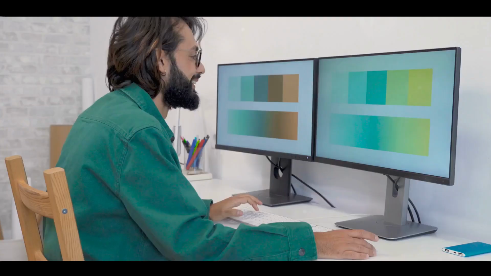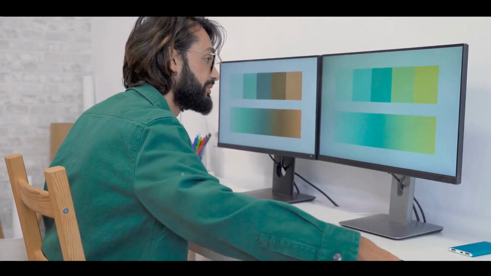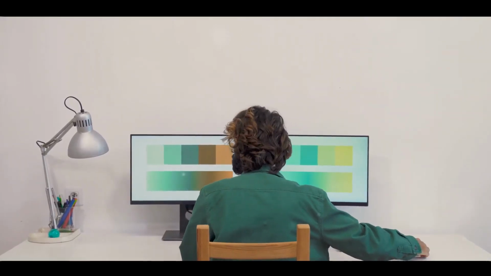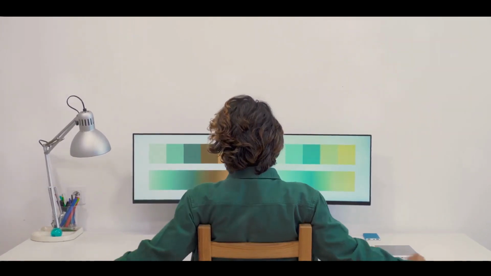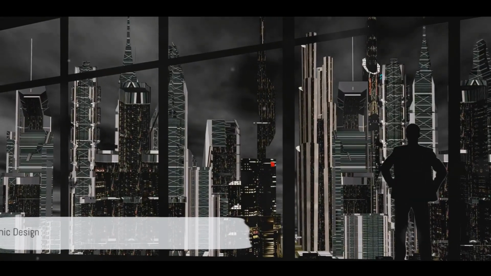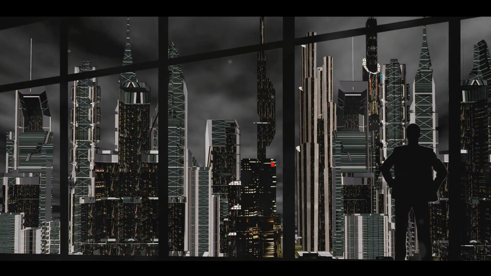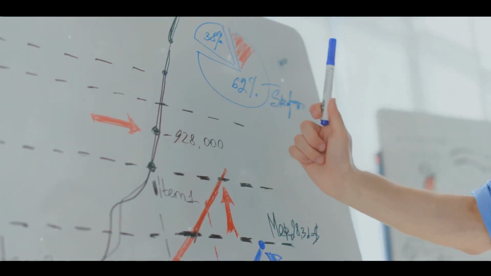These early societies recognized the power of visual communication, laying the groundwork for what we now know as graphic design. So, the seeds of graphic design were sown thousands of years ago, but it's in the 20th century that this art form truly began to take shape. And as we moved into the 20th century, graphic design began to solidify as a recognized discipline. The 20th century marked a pivotal period in the evolution of graphic design.